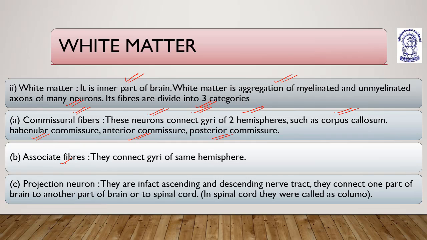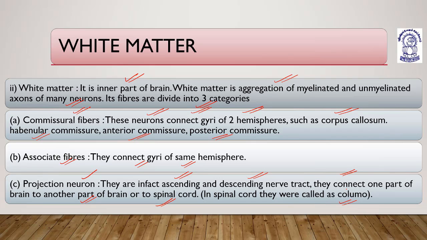Then association fibers, they connect gyri of same hemisphere. So gyri of same hemisphere are interconnected by the association fibers. Gyri of two different cerebral hemispheres are connected by commissural fibers. Projection neurons. They are in fact ascending and descending nerve tracts. They connect one part of the brain to the other part of the brain or to the spinal cord. In spinal cord, they are called as columns.